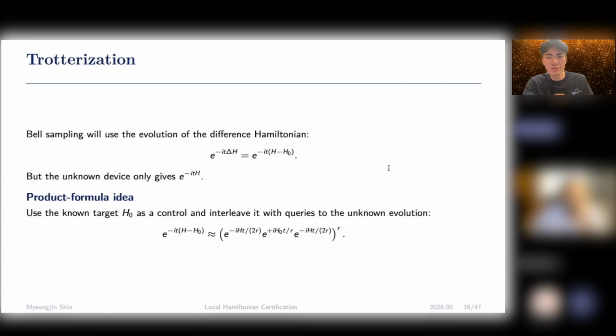But fortunately, there's a product formula that we can use. It is called totalization. By using this product formula, by knowing the target h0 and by having the ability to query e to the minus iHt, we can query e to the minus i delta Ht approximately. We can approximate it. So from now on we will just assume that we can query the time evolution of delta h.